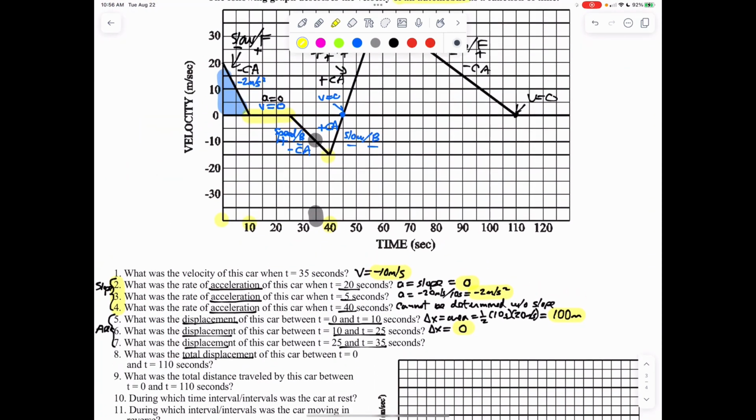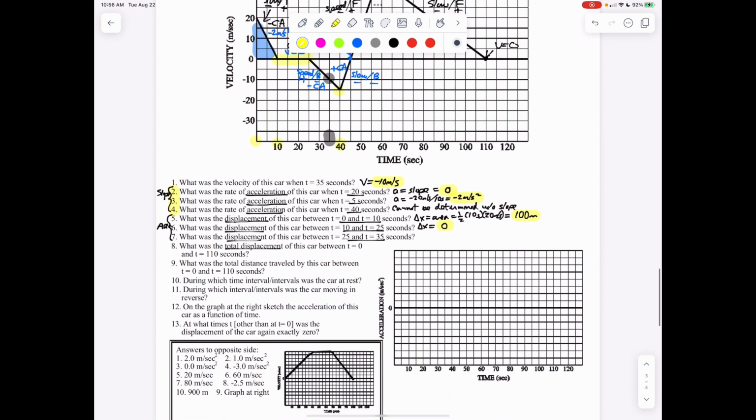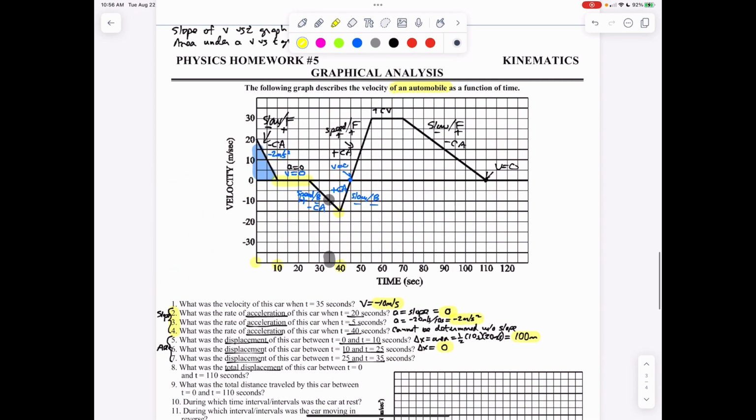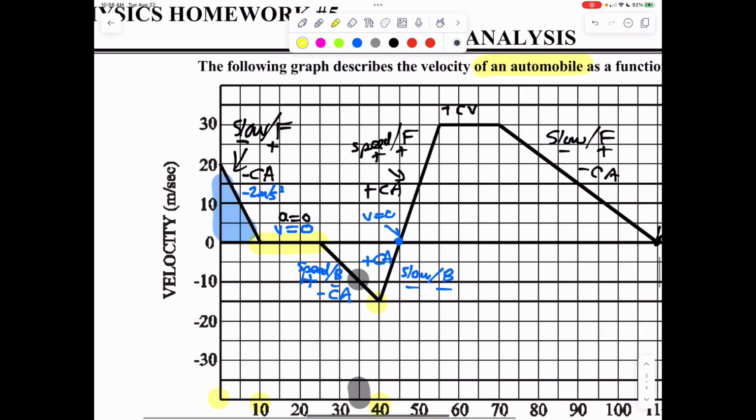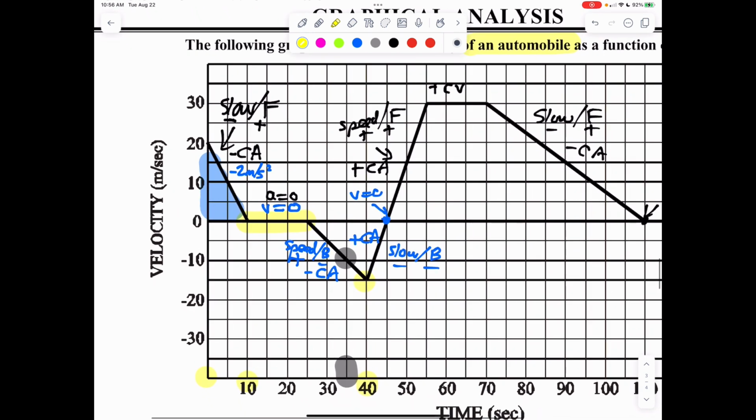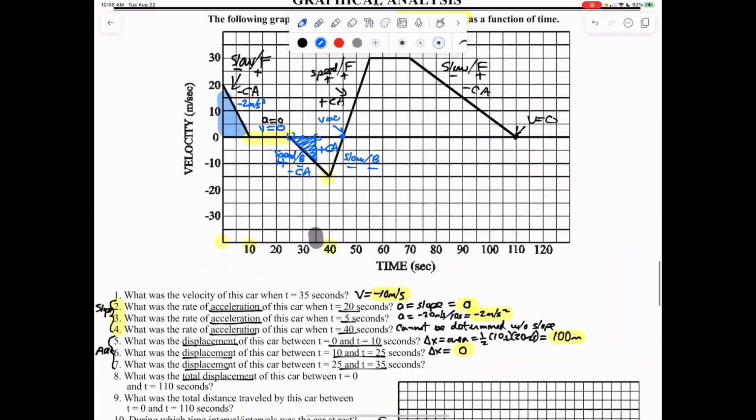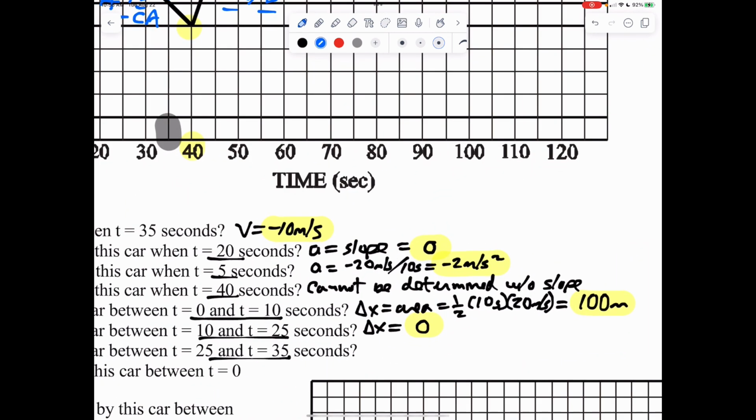Now, between 25 and 35 seconds, what we're looking at is this section here, 25 to 35. Let me erase a few things so we can see a little more clearly. So 25 to 35 would just be that. There's 25 there, 35 there. It would be just that little triangle right there. Now it's on the negative side, so it's going to be negative displacement. So we've got delta x, oops, sorry, wrong color.